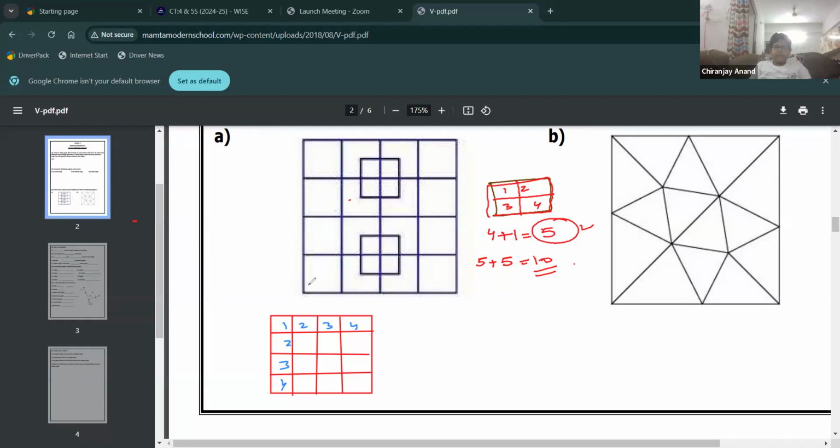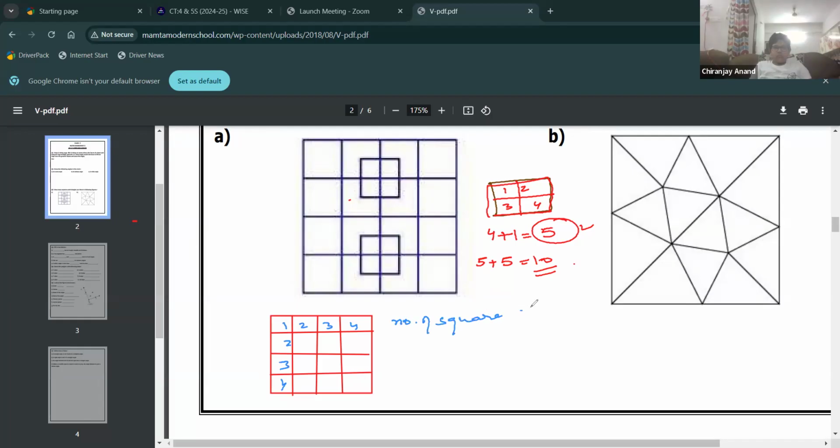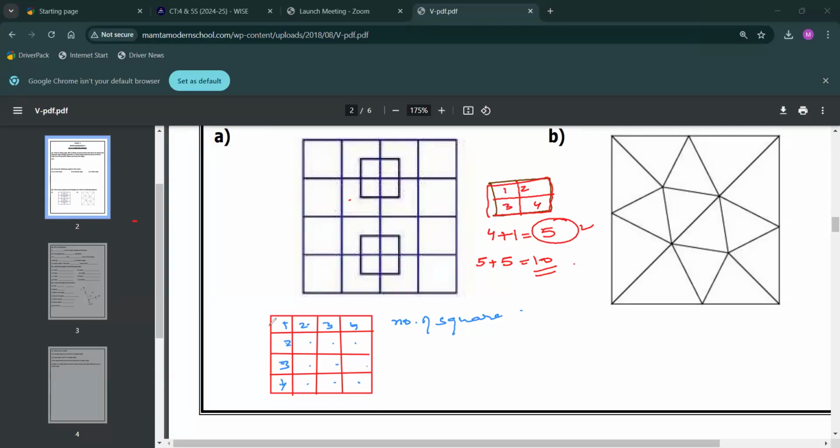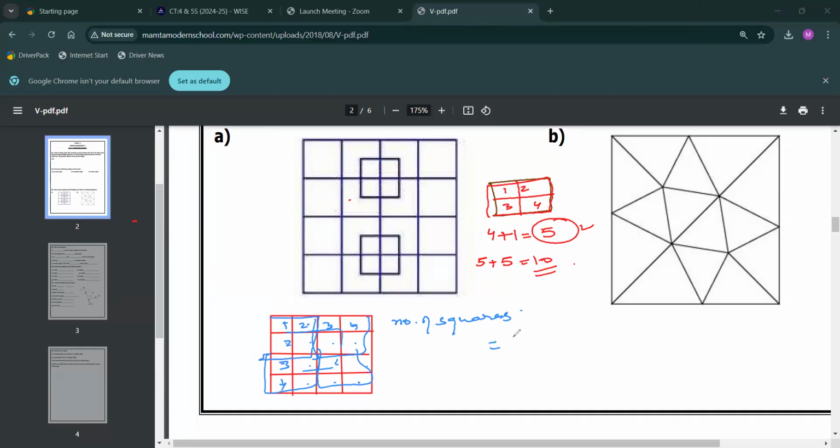So how will you write the number of squares, how will you count it? You can count on your own also. 1, 2, 3, 4, 5, 6, 7, 8, 9, 10, 11, 12, 13, 14, 15, 16. Now this will be 17, then 18, 19, 20, then this 21, 22, 23. So it will be more difficult now to count the number of squares. So we have a short trick to find the number of squares.